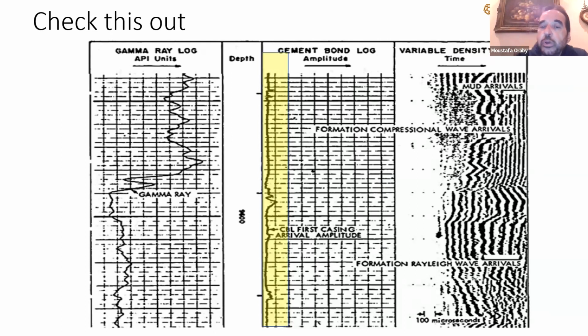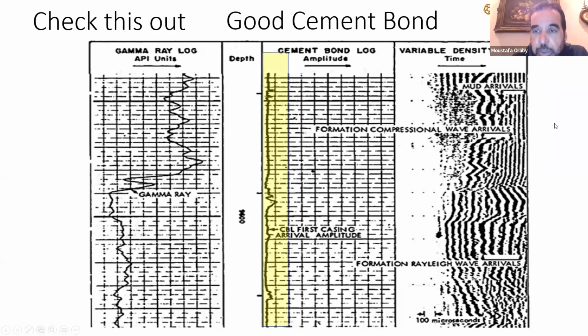So that's how we look at good job, bad job. When you see straight lines, that's bad news. When you see a real change in amplitude, this is really good news, and this is a good cement bond job. Okay, so this is how we presented.